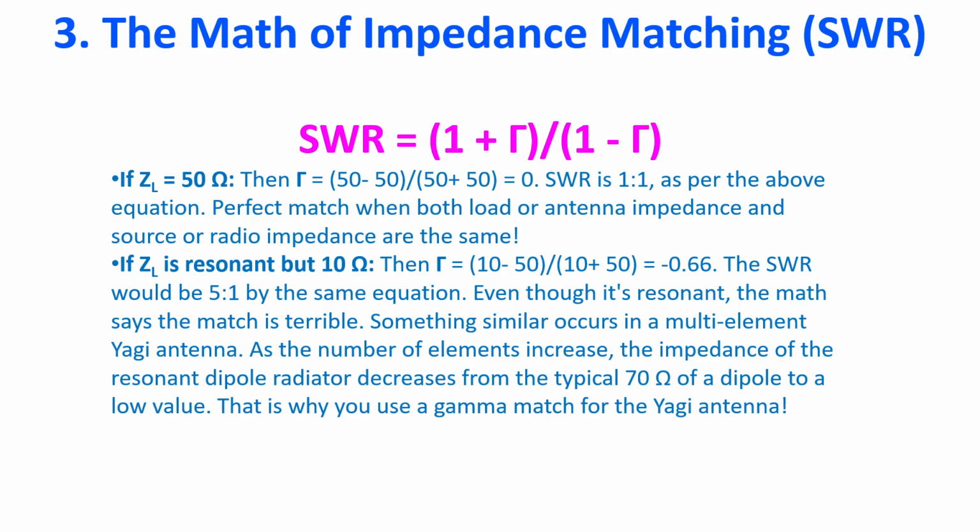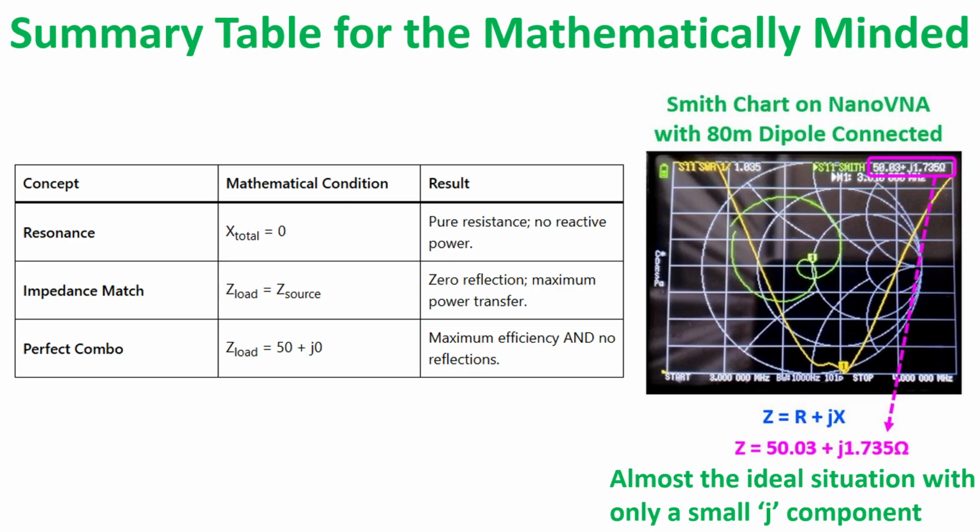Something similar to that occurs in a multi-element Yagi antenna. As the number of elements increase, the impedance of the resonant dipole radiator decreases from the typical 70 ohms of a dipole to a low value. That is why you use a gamma match for Yagi antenna. Now let us summarize. At resonance, total reactance is 0.